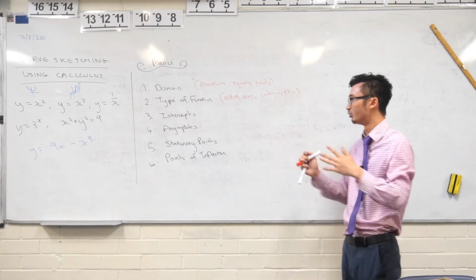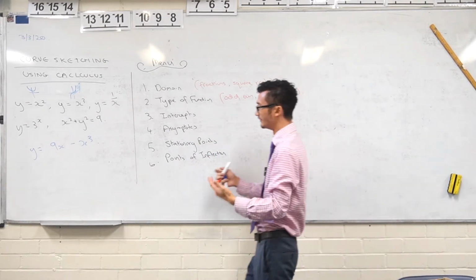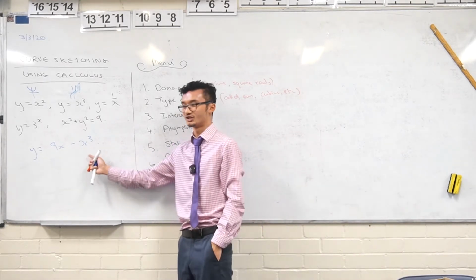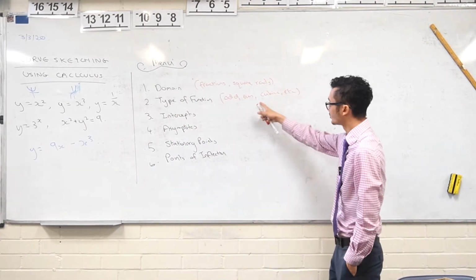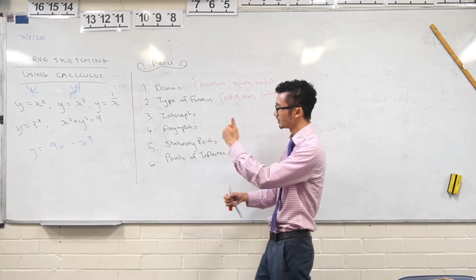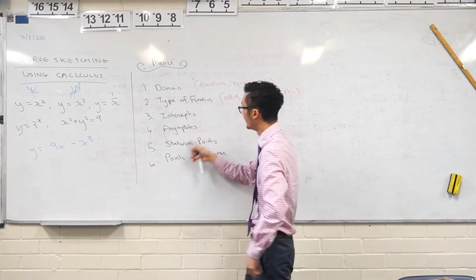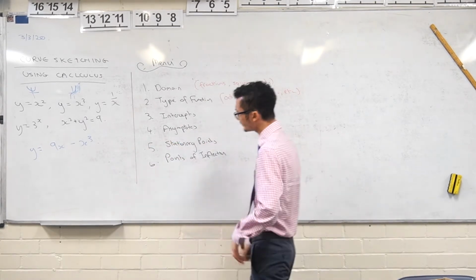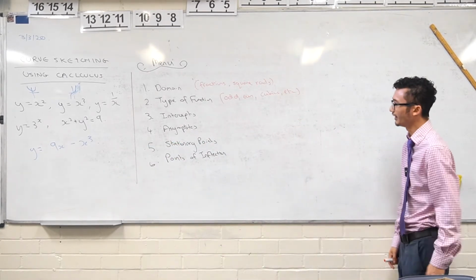We don't know exactly where the points are or what the stationary points are going to look like. We don't really need to. We just want a big picture look of this. So for this one, I know there are no domain restrictions, no fractions or square roots, and I know that this is a cubic. So I've got a rough picture of what that's going to look like.